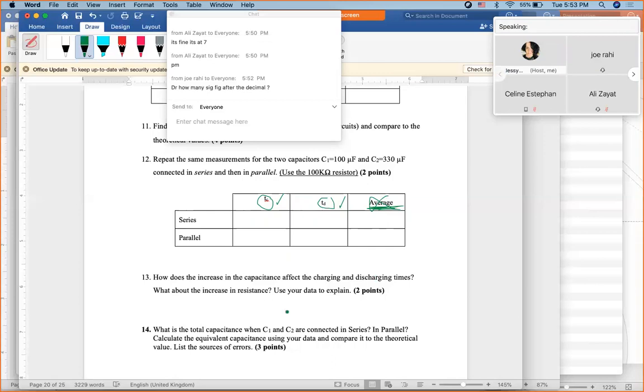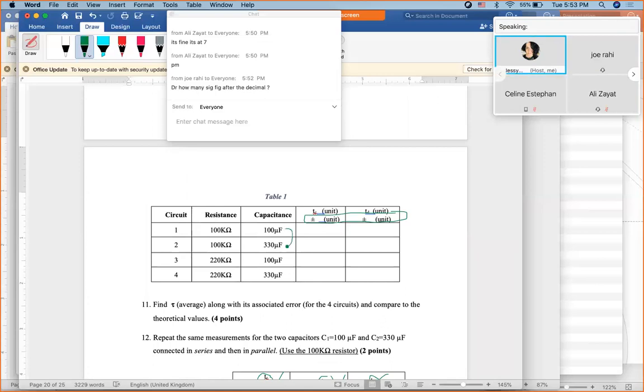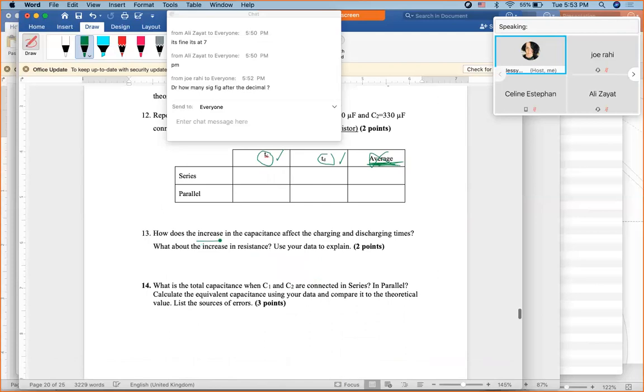How does the increase in the capacitance affect the charging and the discharging? Look, here the capacitance increased, resistance constant. What happened to tau? Surely now, don't tell me increase. You can say proportional. You can prove. Use your data to explain.